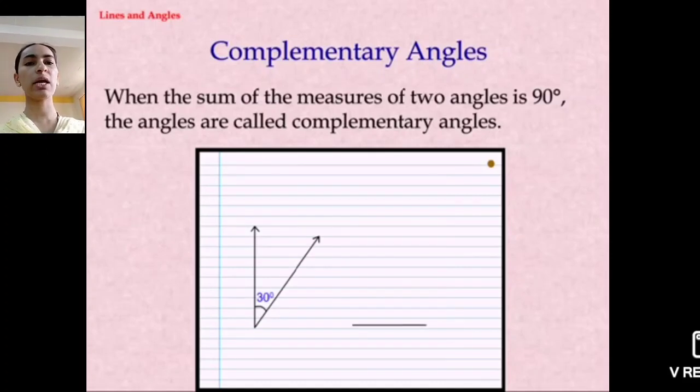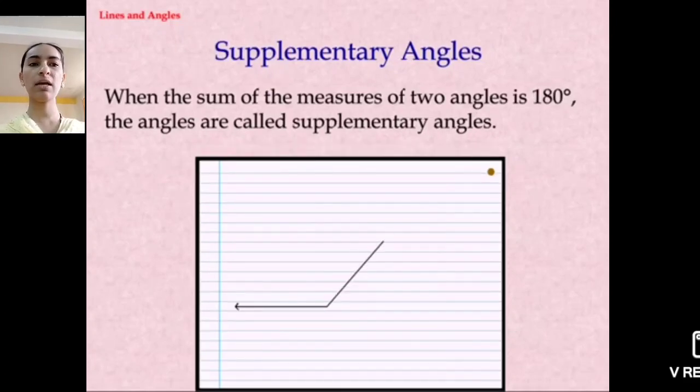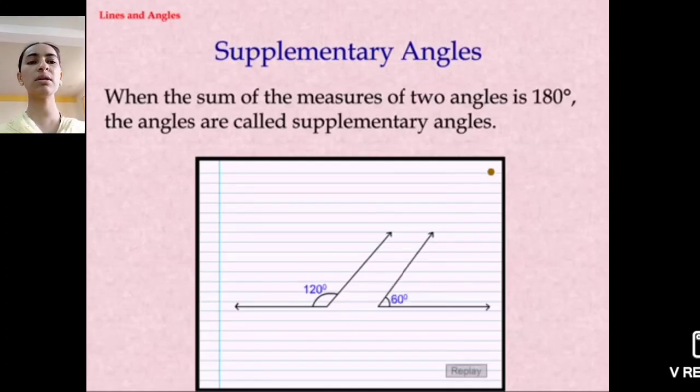Now, complementary angles. When the sum of the measure of two angles is 90 degrees. Now, you can see 30 plus 60, their addition is 90. Yes, so that is called complementary angles. Now, supplementary angles. When the sum of the measure of two angles is 180, that is called supplementary. See, 120 plus 60, it is 180. So, these angles are called supplementary angles.